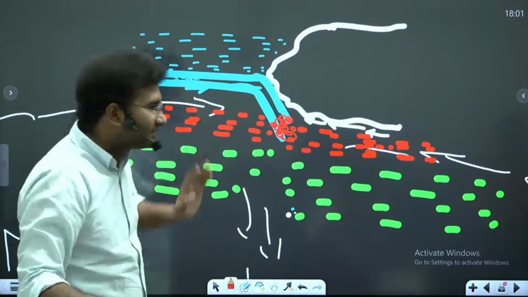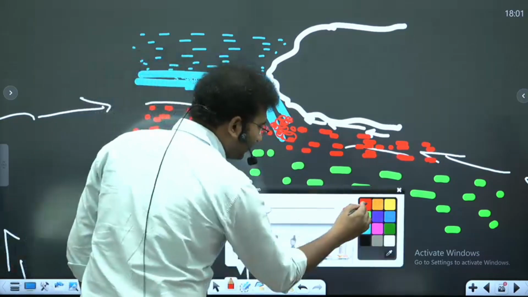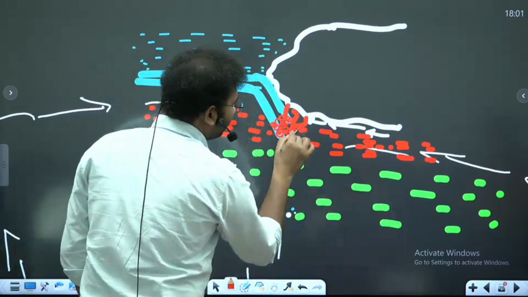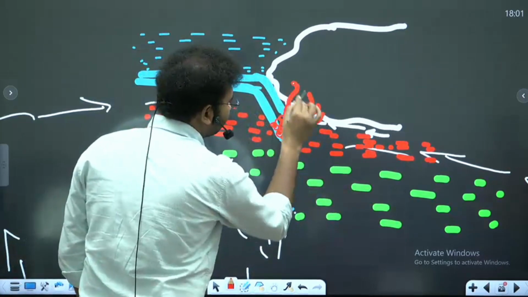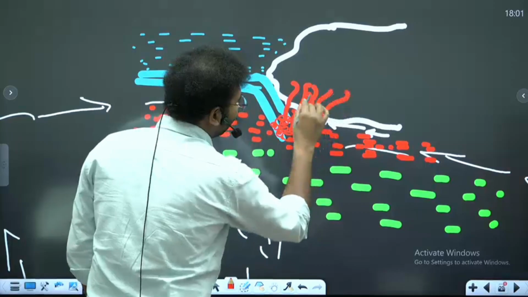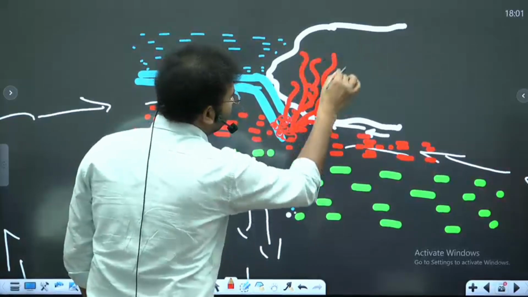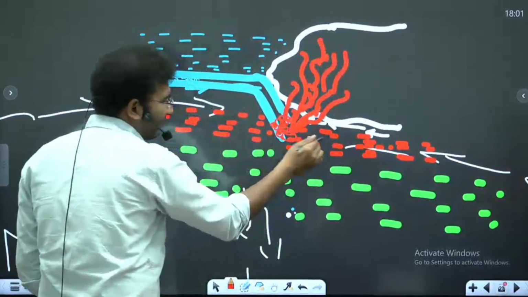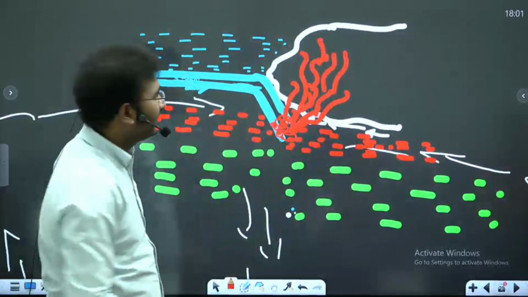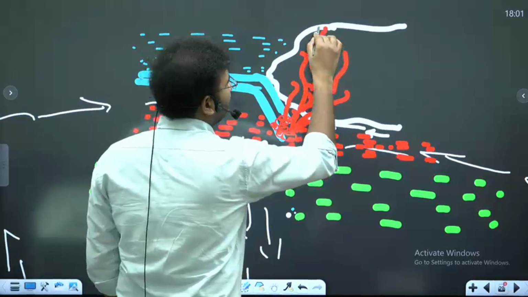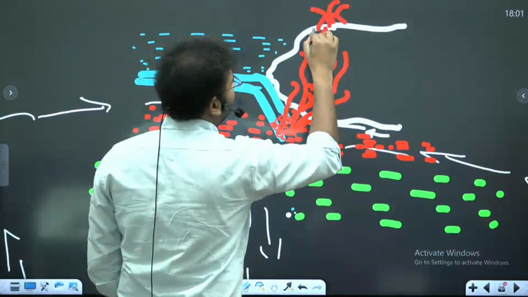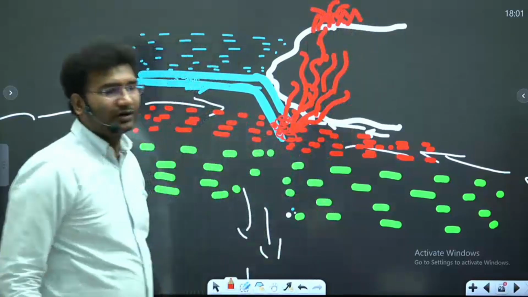So what happens is that here, this will start to rise. It will puncture the continent, and this punctured magma, the asthenosphere magma which is there, it will start to rise and it will start to form a volcano.